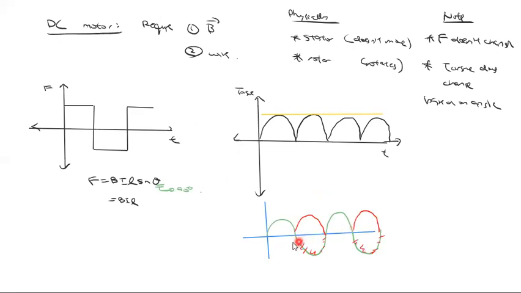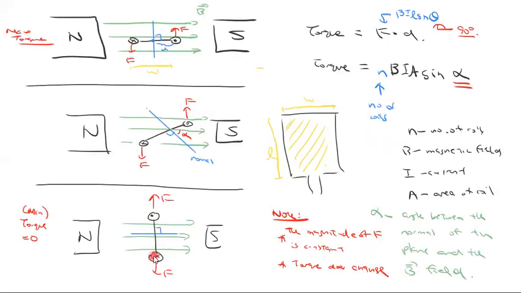But obviously that's still not great. You're going to have instances in time where you have no torque. And so there are improvements you can make to this motor. One thing you can do is have more than one coil, right? You can have more than one coil at 90 degrees to each other.